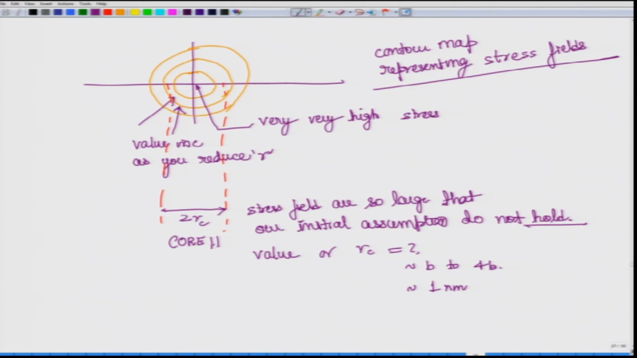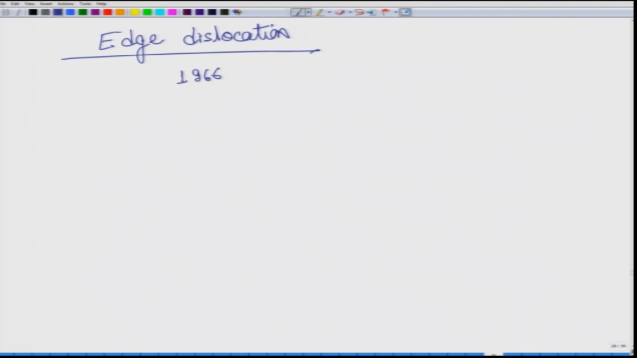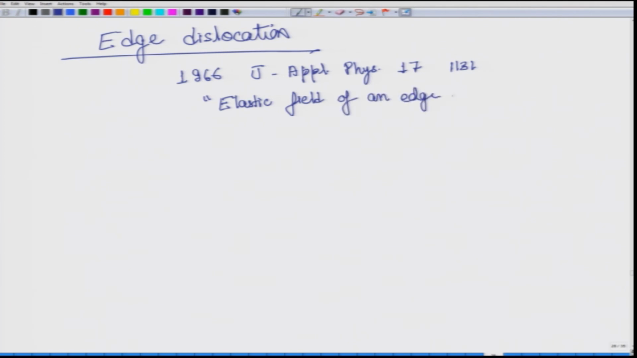So far, what we have looked at are the stress and strain fields around a screw dislocation. Now, there is also a derivation for edge dislocation. It is not as straightforward as the one that we described for the screw dislocation. However, it is not very complicated either. So, if you are interested, you can go back and read this very classic paper in the Journal of Applied Physics, and the topic is elastic field of an edge dislocation.